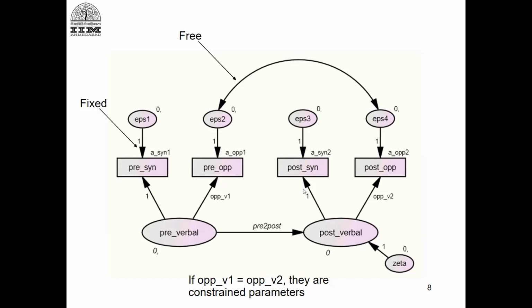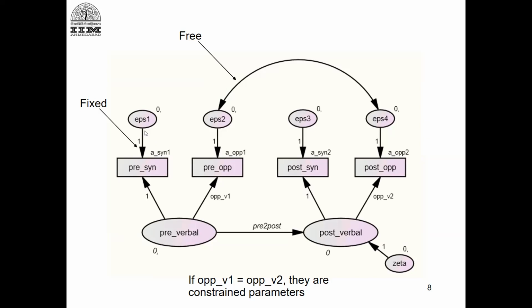So there should be at least one path leaving this oval that should be constrained to 1. Now, it is absolutely up to you whether you constrain this or you constrain the second path. It is your choice. There is nothing right or wrong here. You can constrain this first path also. It is absolutely your decision. But the point is you will have to constrain one path.